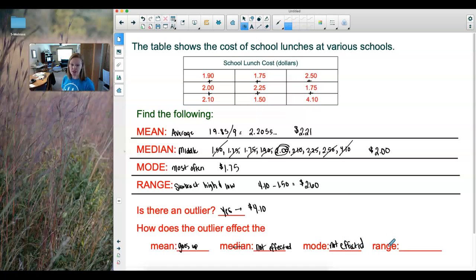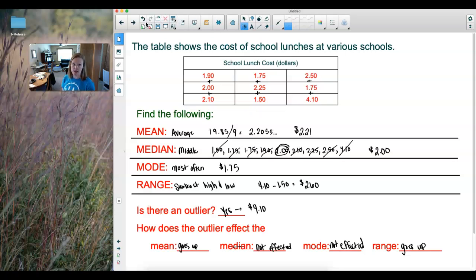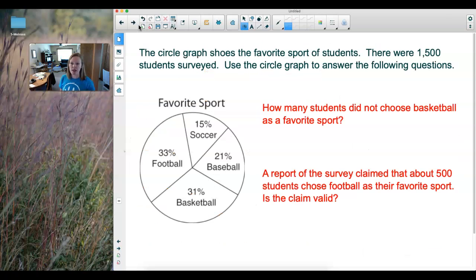And then the range, because of the outlier, the range always goes up. So you are going to see those same types of questions on the review. You're also going to see them on the test. Okay, looking at the next type of problem, you're going to be asked to analyze some different graphs, whether that be a circle graph or a line graph or a bar graph or a histogram. We've learned about all of those things.